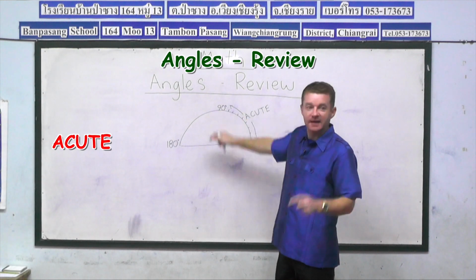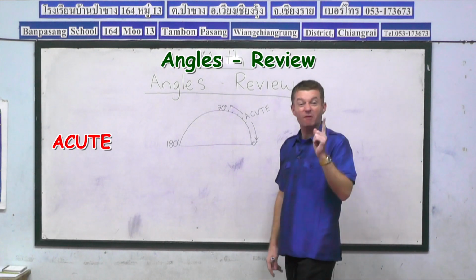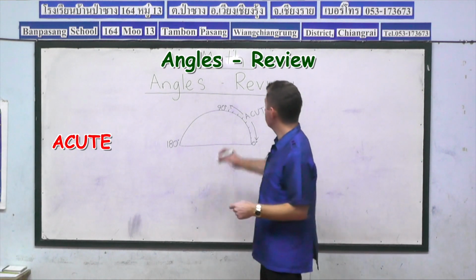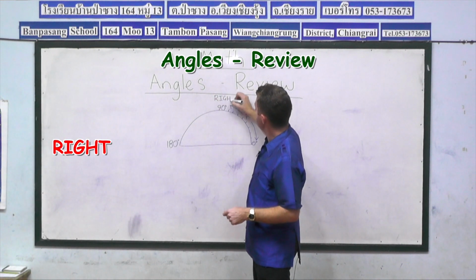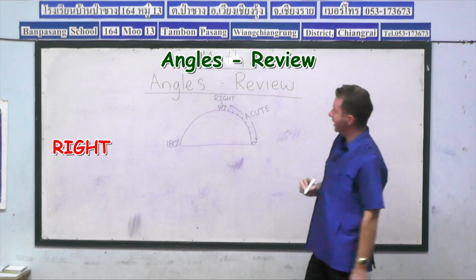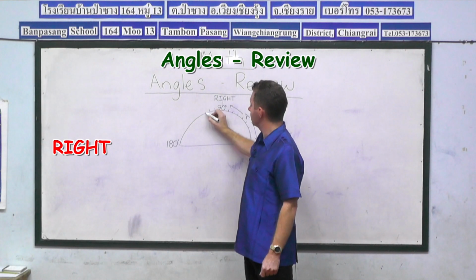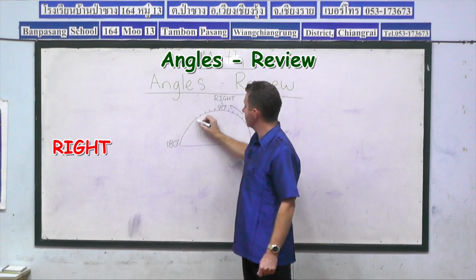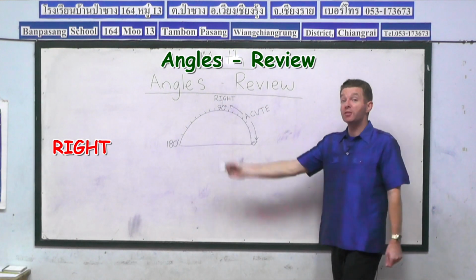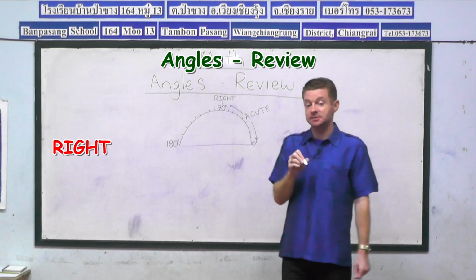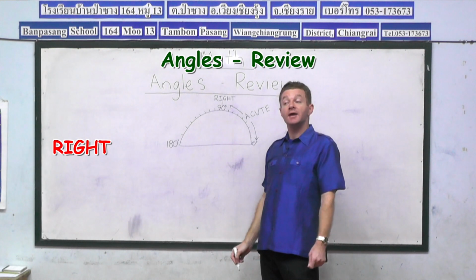Right angle. Right angle. Can a right angle be less than 90? No. Can it be more? No. Correct. A right angle is always 90 degrees. R-I-G-H-T. Always 90 degrees. And then after 90, 100, 110, 120, 130, 140, 150, 160, 170, all the way through to 180 degrees.